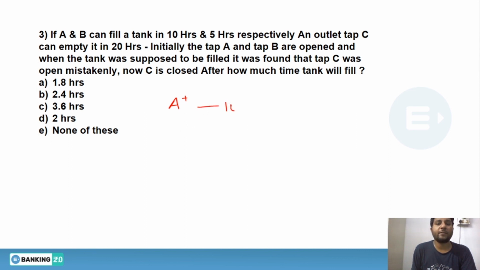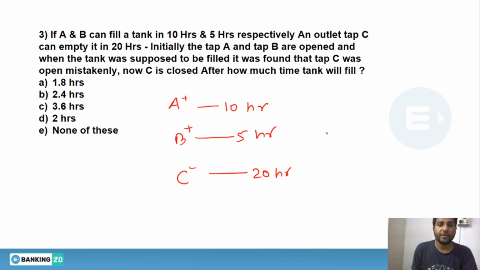The next question says that A and B can fill the tank in 10 hours and in 5 hours. An outlet tap C can empty it in 20 hours. We need to find the efficiency first of all. Initially tap A and B are open.